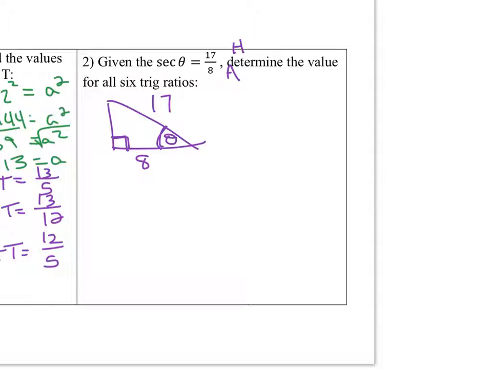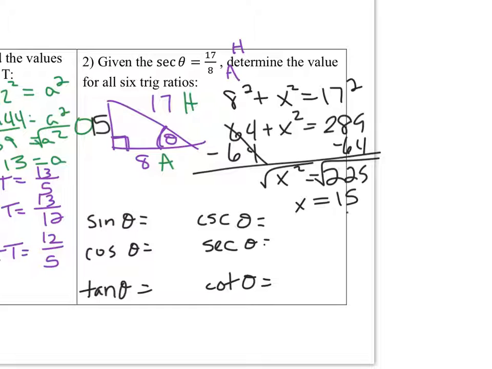So I want to find all 6 trig ratios, so I'm going to need this one also. So remember, this is the hypotenuse, this is the adjacent, this is the opposite. So I need the other side. So that's a Pythagorean, whatever. 8 squared plus, we don't know, but we know that's theta. We'll call it x. All right, and then we do the math. So find that third side and see if you can find all 6 trig ratios. Okay, you should have gotten the third side to be 15.